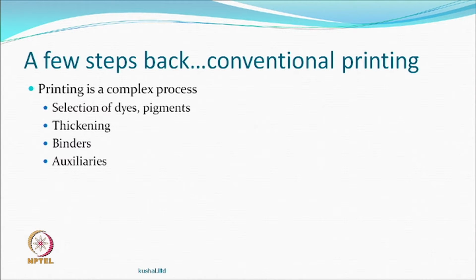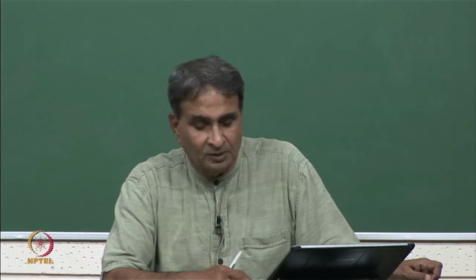Then your binders, binders obviously are for pigments. What has happened is different kinds of binders have come up with low glass transition temperature, so that the handle of the fabric after pigment printing is not changed, and various auxiliaries which may be acids, bases, humectants, and various other oxidizing reducing agents other than wetting agent. They all have to be added in a certain sequence, in a certain process, a certain composition, and therefore, it is a complex process. This is what we understood.